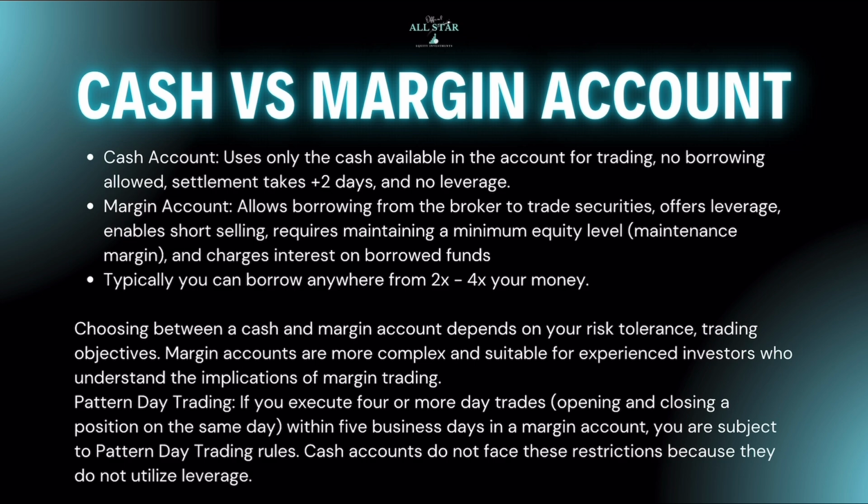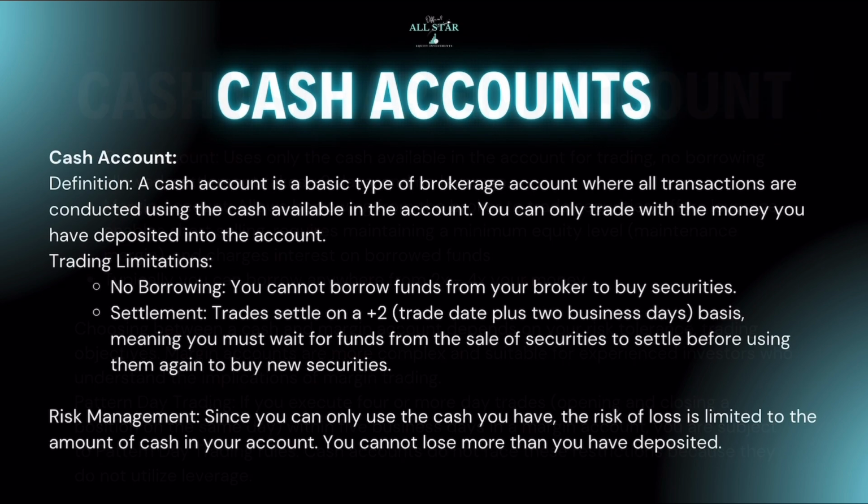So let's take a closer look at the features of a cash account. First thing is that there is no borrowing with a cash account. So again, you only trade with the money you have deposited. Now with the settlements, it's usually a 2+2. On that basis, this basically means you must wait for the funds from the securities that you sold, which are stocks, to settle before using them again to buy new stocks. So essentially, you have to make sure you have enough money to continue trading with if that's your game plan. If not, you have to wait for those funds to fully settle before you can move forward. So I hope that makes sense.